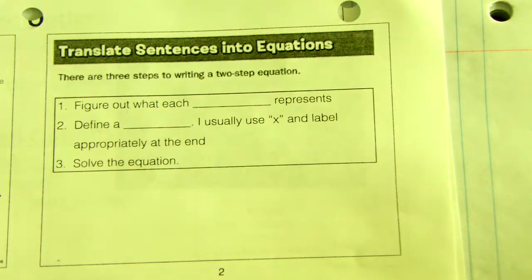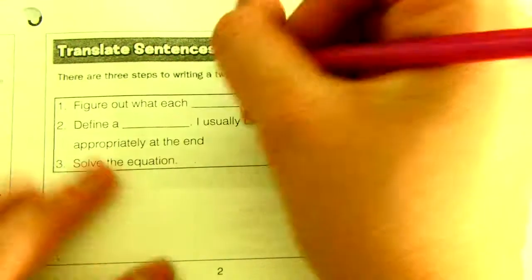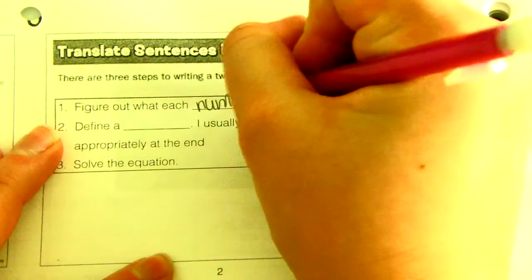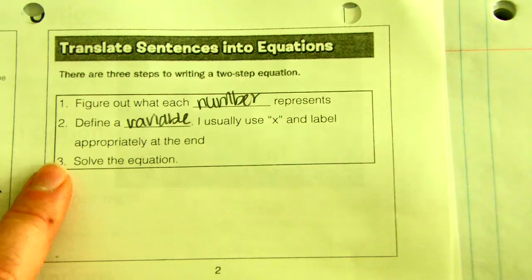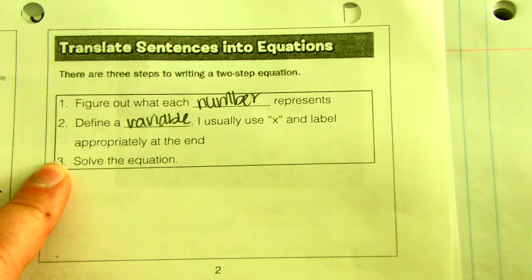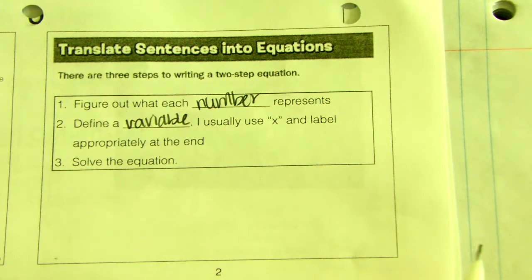So translating sentences into equations. There are 3 steps to writing a 2-step equation. Figure out what each number represents. That's step 1. Second step is to define a variable. I usually use the variable x, and then I just label appropriately at the end. Some people use m for minutes or t for time, something like that. And step 3 is to solve the equation.